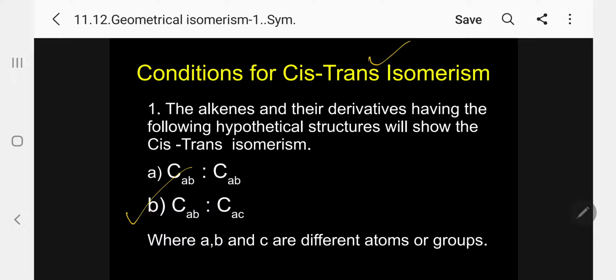So if one atom or group is common in both carbon atoms, cis-trans isomerism is possible. Same way, another possibility, CAB double dot CAC. So here A is common in both cases. So only this condition, if any alkene and the derivatives obeys, follows, this will show cis-trans isomerism. Please follow.